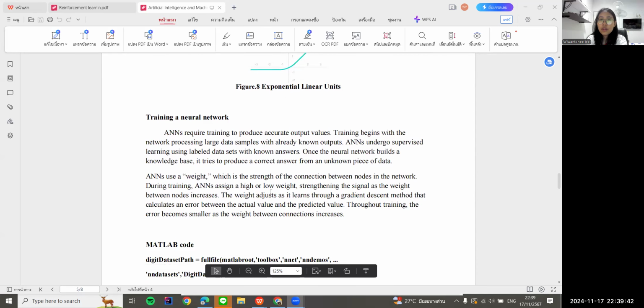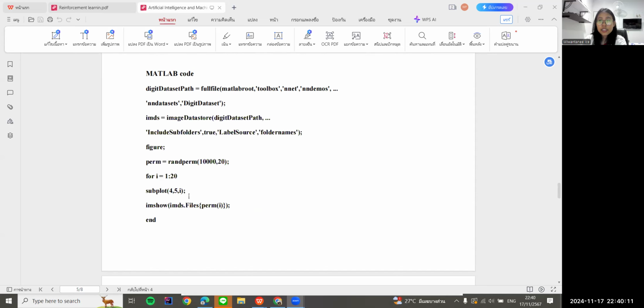Training of neural networks. An ANN requires training to produce accurate output values. Training begins with the network processing a large data sample with already known outputs, and the ANN undergoes prior learning using a labeled dataset with known answers. From this, the neural network builds up a knowledge base and tries to produce the correct answer from another piece of data. This is an example of MATLAB code.